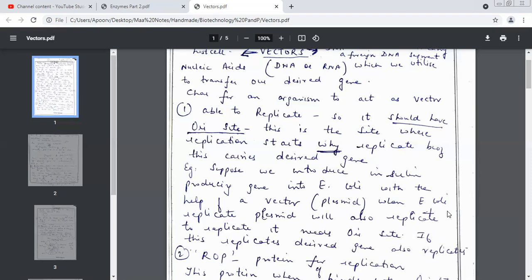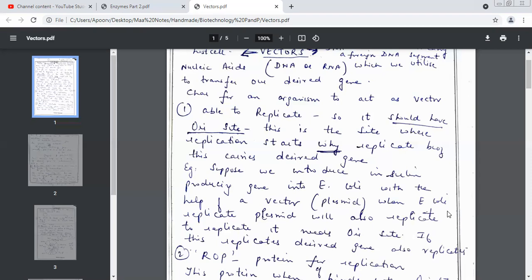Tell me, why do we need to replicate? To carry the desired gene. Yes, to make multiple copies of the desired gene. Okay, beta, what is a vector? A host cell molecule which carries the gene. Okay, and it should have the property of?